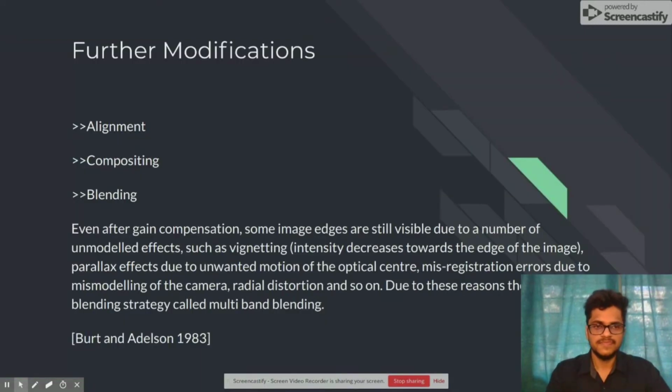Further modifications. Apart from all these processes, we can apply further filters on the images. The first one is alignment. We can adjust the alignment of the images to get a good panorama of fixed length and breadth. We can also try to merge the seam by blurring the area around the seam region.